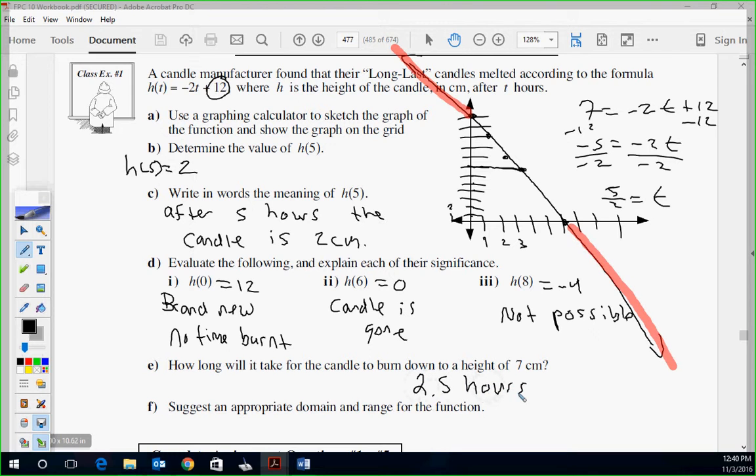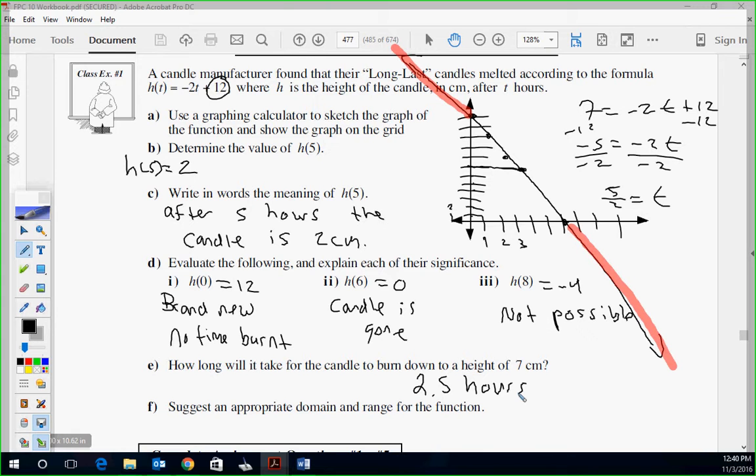But you could have got the same thing with your calculator. How could you check that answer? Your calculator, but also by putting in x. Right, I can put 2.5 for my t. So I can put 2.5 right there. 2.5 times -2 is -5. -5 plus 12 is 7. So it works. We can check it that way.